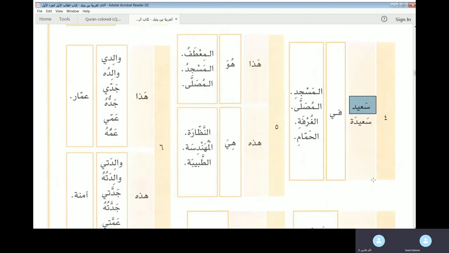Said fi al-masjid. Said is in the masjid. Said fi al-musalla. Said is in the musalla. Said fi al-ghurfa. Said is in the room. Said fi al-hammam. Said is in the bathroom.